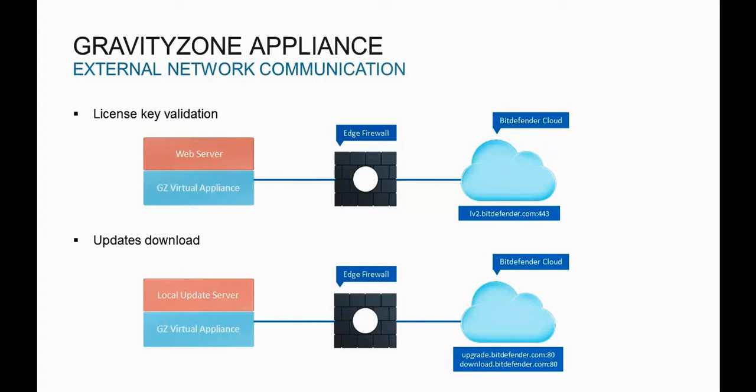The GravityZone update server is connecting with both download.bitdefender.com on port 80, and upgrade.bitdefender.com on port 80, to check for new updates. The download address is the public repository for the Bitdefender Virtual Appliances updates, and the upgrade address is the repository for engines and malware signatures.